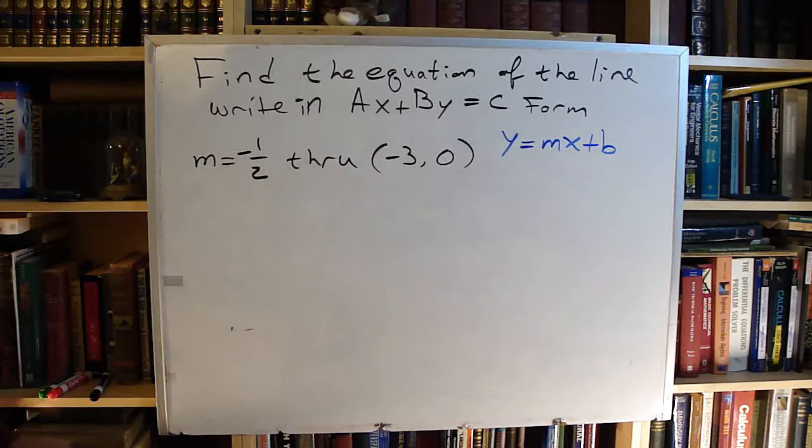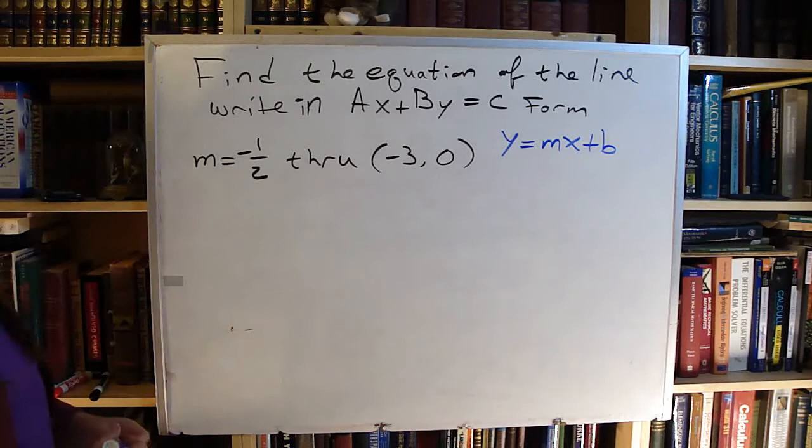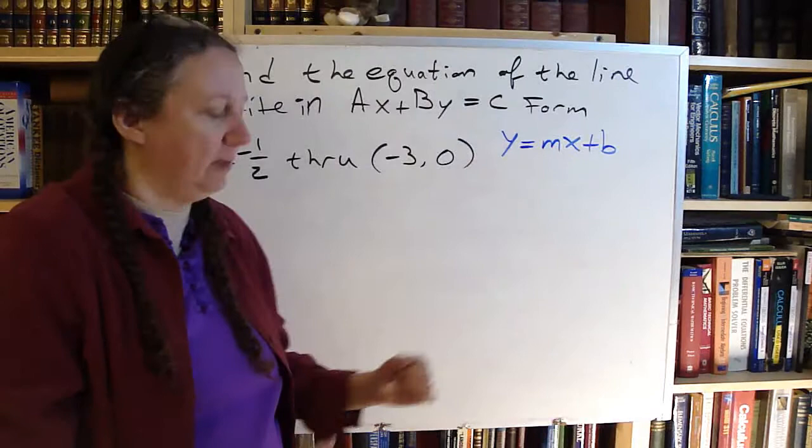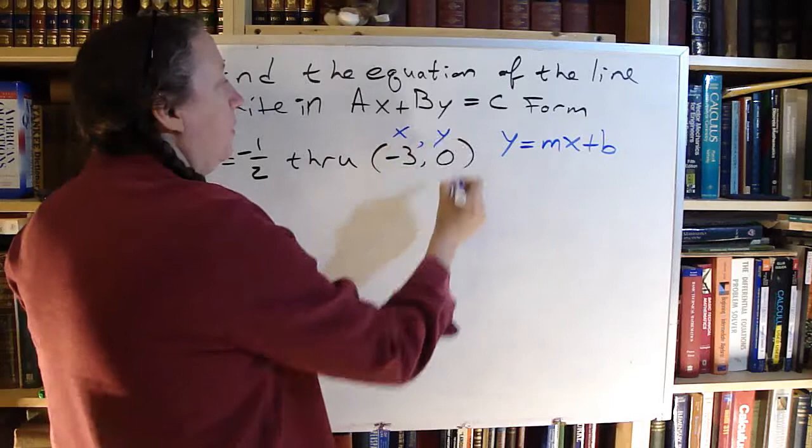Find the equation of the line. Write it in ax plus by equals c form. Slope is negative 1/2. Goes through the point negative 3 comma 0. Again, we're going to start out with y equals mx plus b, so we need to identify our x comma y. Then I just plug my numbers in where they belong in the equation.